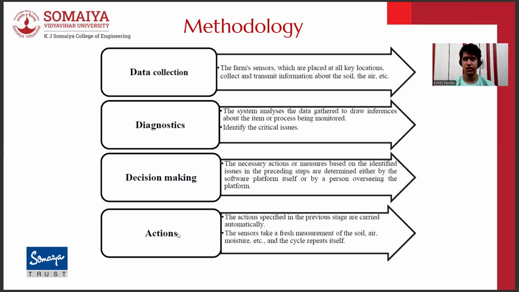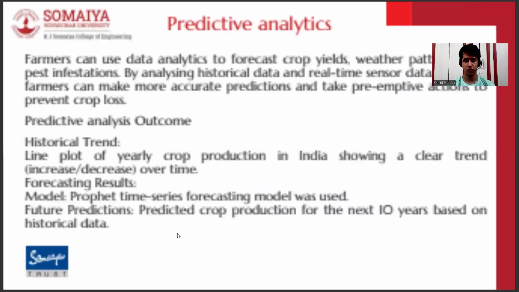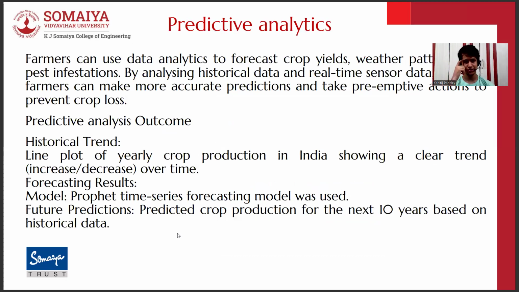Okay, so there are various analysis types that we have followed. The first one is predictive analysis. Farmers can use predictive analysis to forecast crop yields, weather patterns, and pest infestations. Basically, this would help farmers know in which month in the future there could be more yields and in which weather. The model that has been used is the Prophet model, which is a time series model.